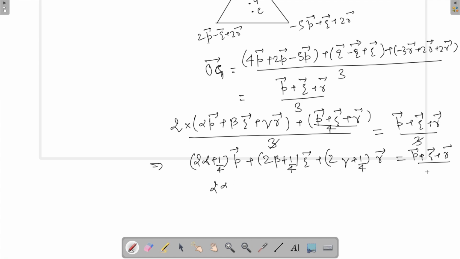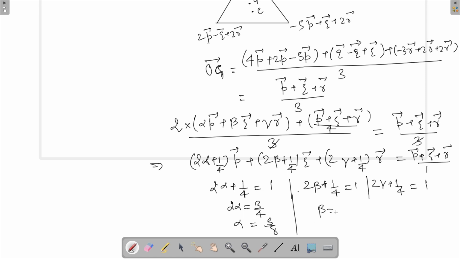Now you compare both sides, the coefficient of p, because both of these are equal. So you can say that 2 alpha plus 1 by 4 is equal to 1, 2 beta plus 1 by 4 is equal to 1, and 2 gamma plus 1 by 4 is equal to 1. So from here, 2 alpha equals 1 minus 1 by 4, which is 3 by 4, so alpha is going to be 3 by 8. Similarly, beta is also 3 by 8, and gamma is also 3 by 8.